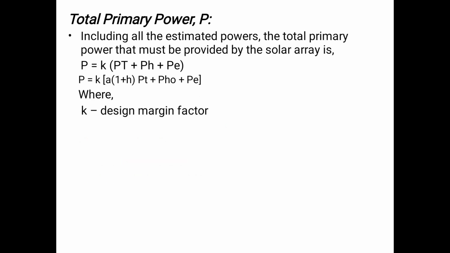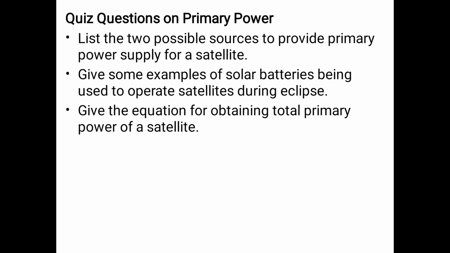Total primary power. Including all estimated power, the total primary power that may be provided by the solar array is P is equal to K into (Pt plus PH plus PE), where P is equal to K into (Pt plus PHT plus PHO plus PE), where K is the design margin factor.